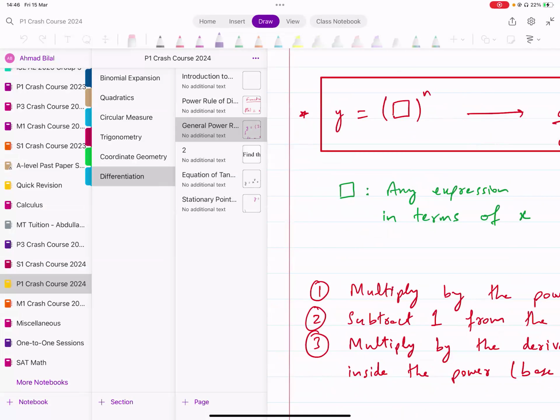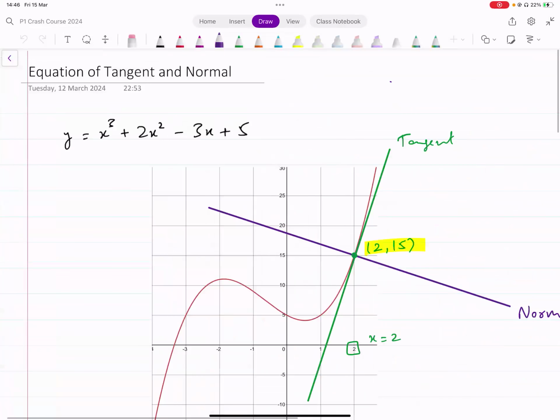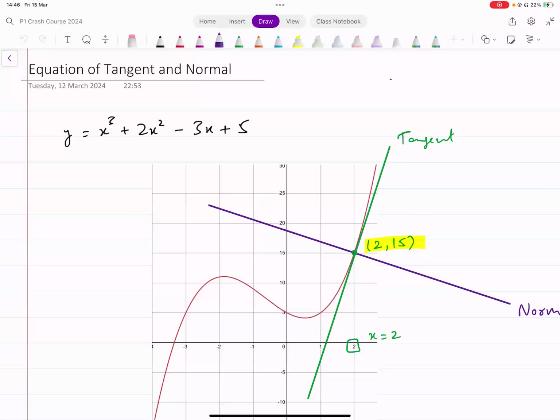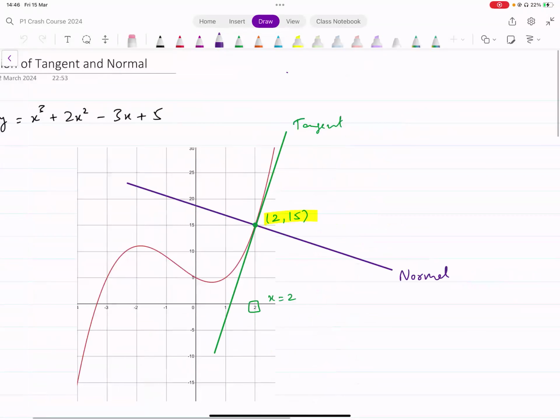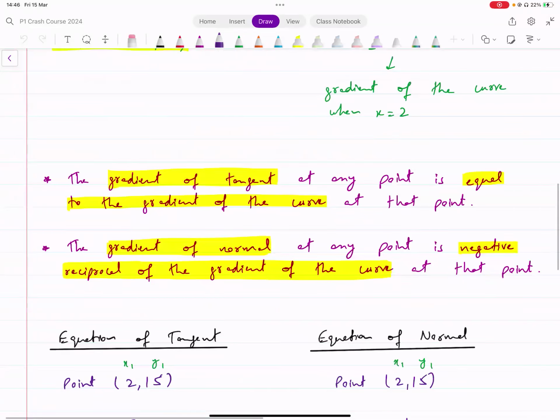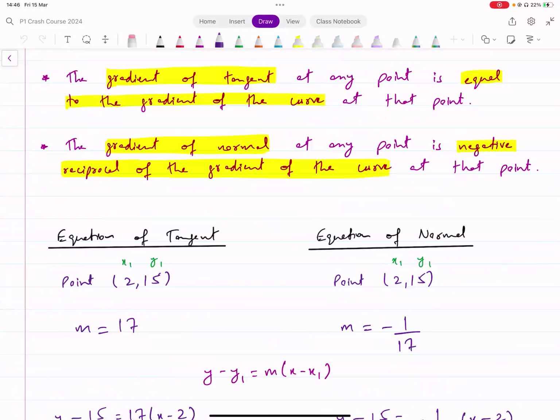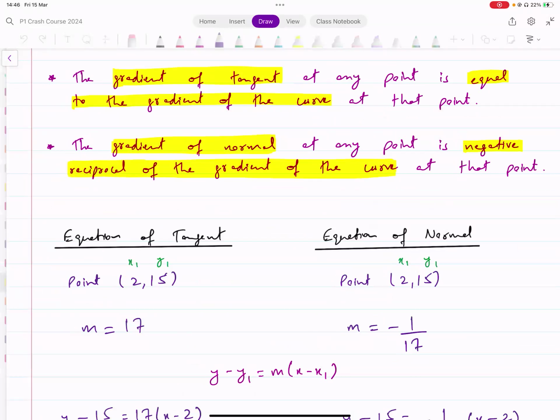And then we looked at some applications of differentiation. In the last class in particular, we talked about how to find equations of tangents and normals, right? That's what we talked about. In this case, what we needed to remember was that the gradient of the tangent at a point is equal to the gradient of the curve at that point, and the gradient of the normal is the negative reciprocal of the gradient of the curve, right? That's what we did.